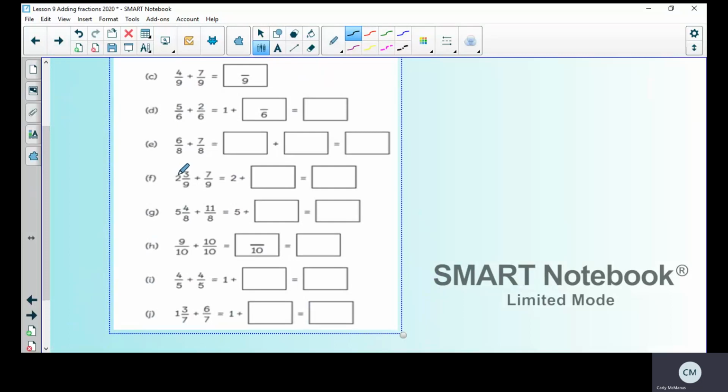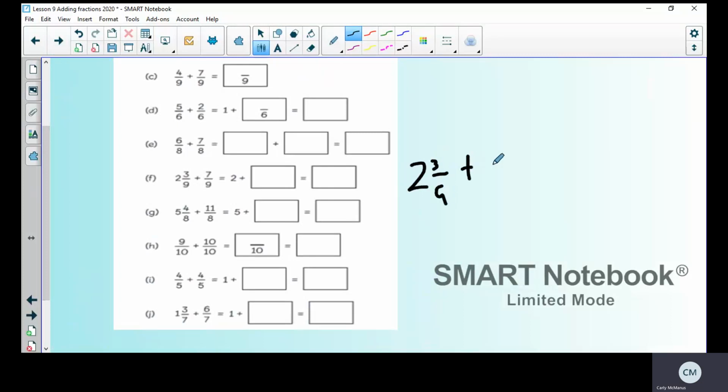So let me just model this one. You've got 2 whole numbers plus 3/9 add 7/9. Okay, so this one is a little bit tricky because you've already got a whole number. So we just ignore the whole number for now, and we're going to add the fraction. So 3 add 7 is 10, and that would be 10/9. Okay? And then you've got your 2 whole numbers there.